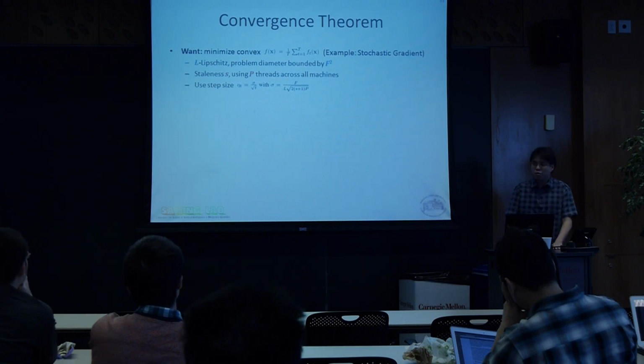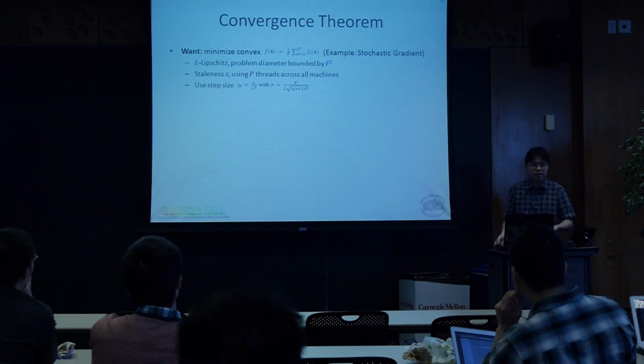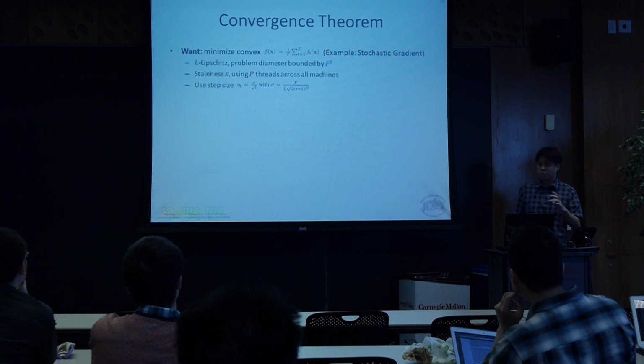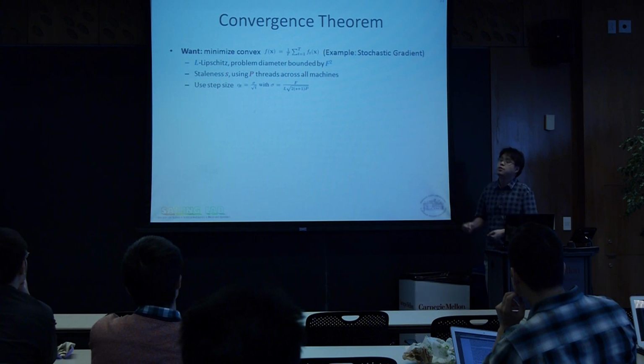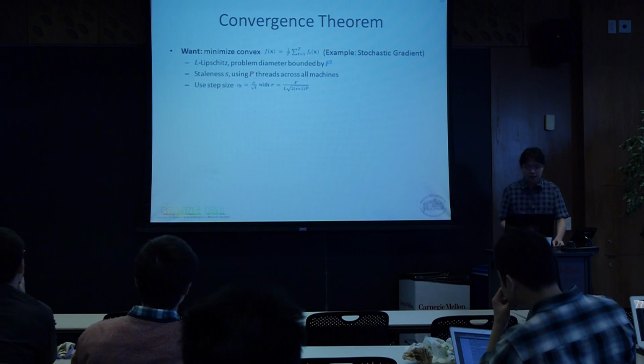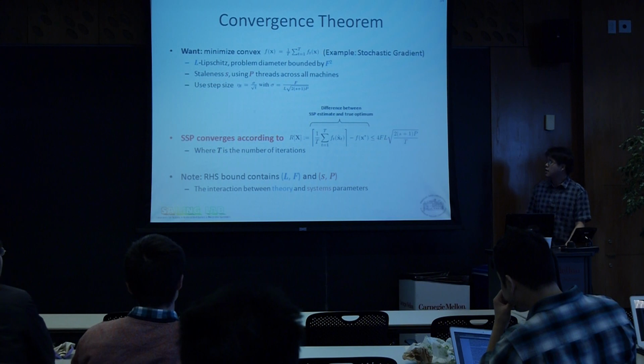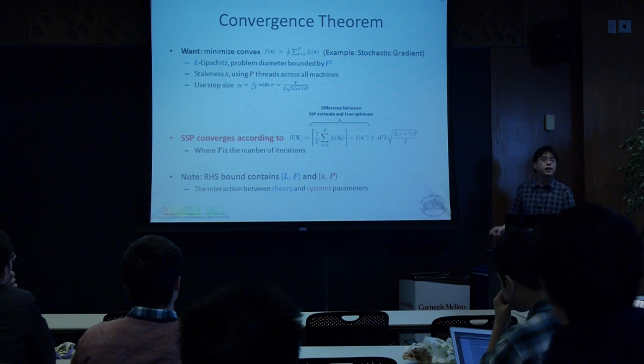Right. I won't go too into detail about the theory behind it, but for those that are familiar with convex optimization, let's imagine that we're trying to minimize a convex function via stochastic gradient descent. Let's assume that the function is Lipschitz and has a bounded diameter. Those are basically what we regard as theoretical constants of the problem. And then the system's constants: staleness S, p threads across all machines, right? Take a fairly standard step size, 1 over square root of t, and SSP converges basically at 1 over square root of t times square root number of processors. So this is a worst case bound.